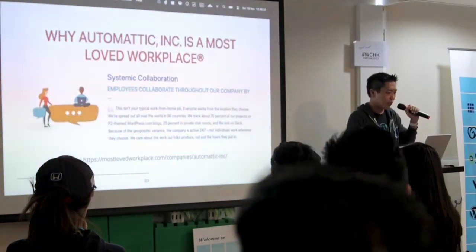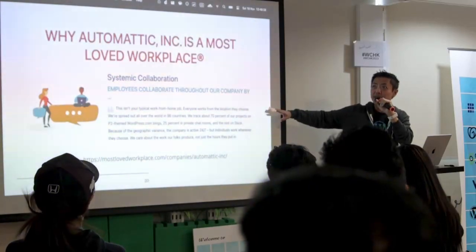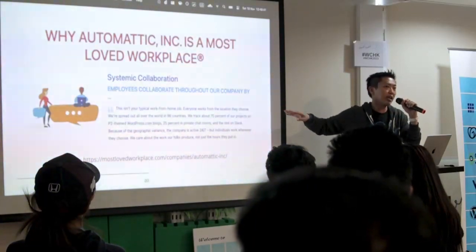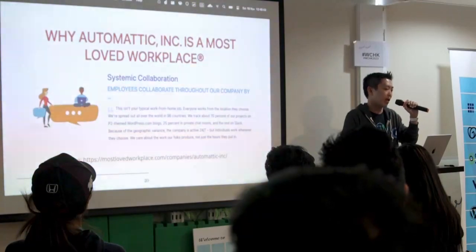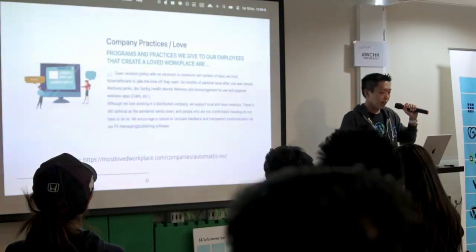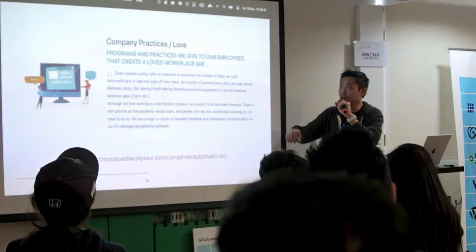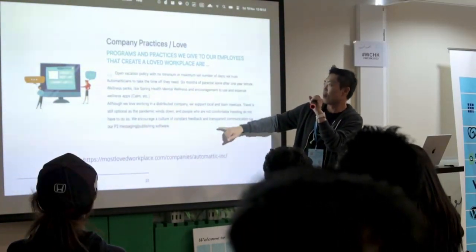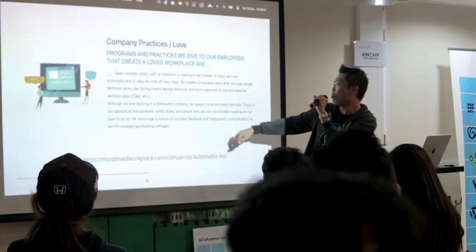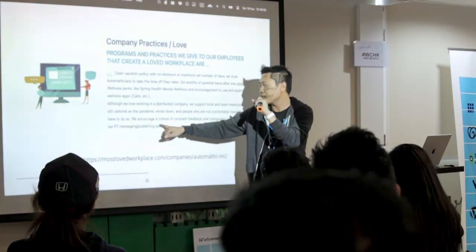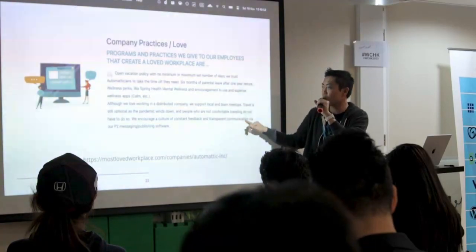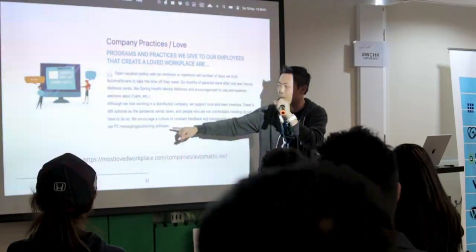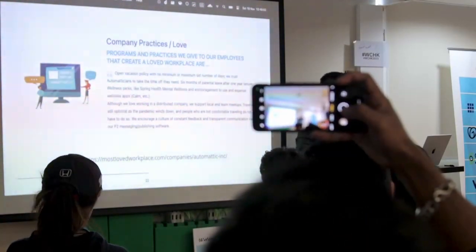Then this is the first point, systemic. It allows systemic collaboration in a distributed company where everyone works from everywhere. And then point number two, this one is company practices love. And then somewhere here, and where is it? Yeah, we encourage a culture of constant feedback and transparent communication via our P2 messaging publishing software.